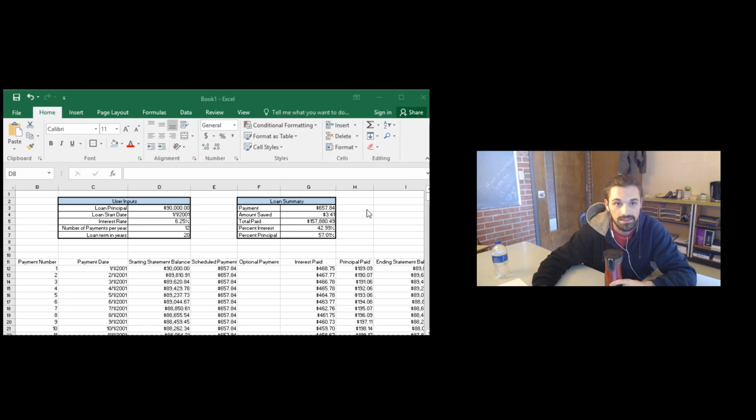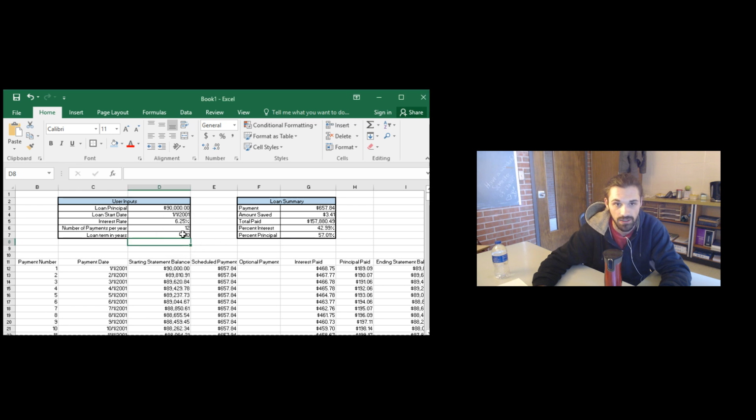All right, so we are going to make an Excel spreadsheet that allows you to punch in the information for an amortized loan, say the loan principal, when the loan starts, the interest rate, the number of payments per year, and the loan term. And what we get in return is the scheduled payment, the amount saved, the total paid, percent interest, and principal. The percent that went towards the principal.